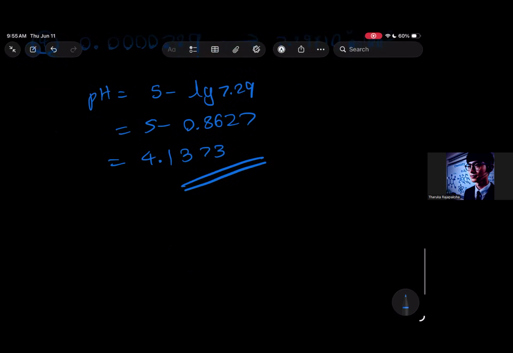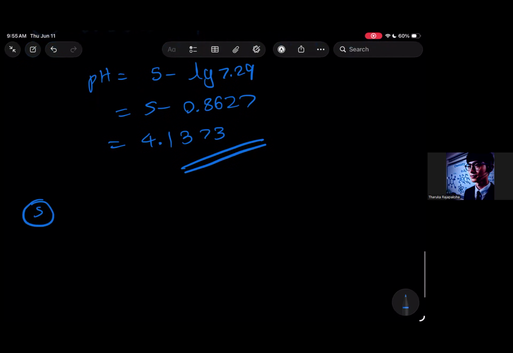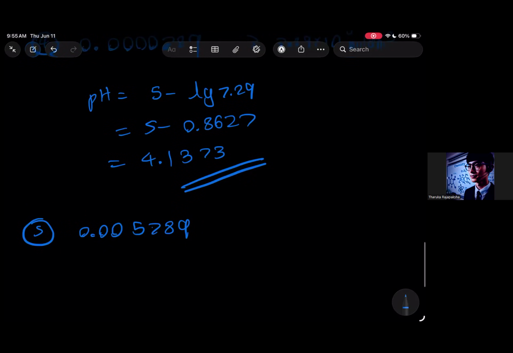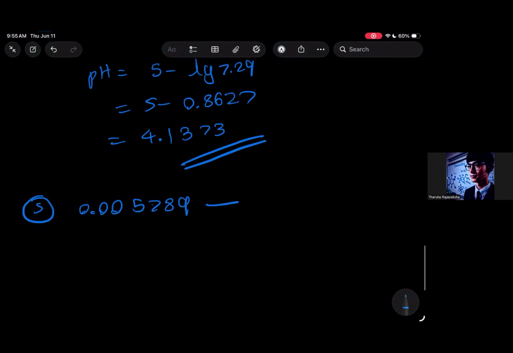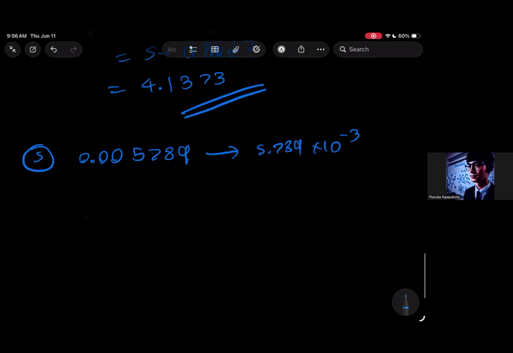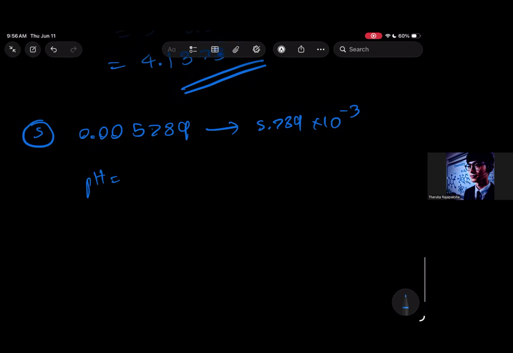So let's look at another example. Let's say 0.00579. Let's say we have 4 values now, right? If we convert this to scientific notation, 5.789 into 10 to the power minus 3. So now convert it to a pH value. pH is equal to minus log concentration of H plus. And minus log means it's going to be 3 minus log of 5.789.